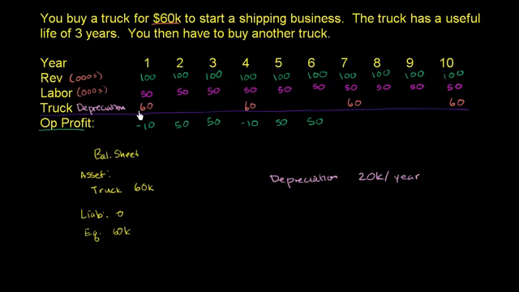So in the first year, we're going to depreciate our truck by $20,000. We're going to say that one third of its value has been used up, or it's now $20,000 worth less at the end of the year than it was at the beginning. In the second year, $20,000. In the third year, $20,000. So we just really spread out the $60,000 over the life of the truck.